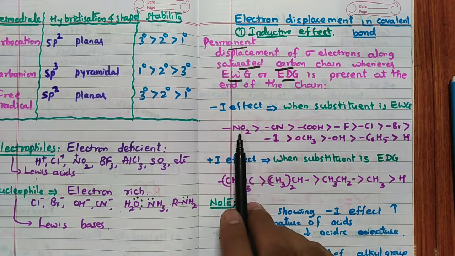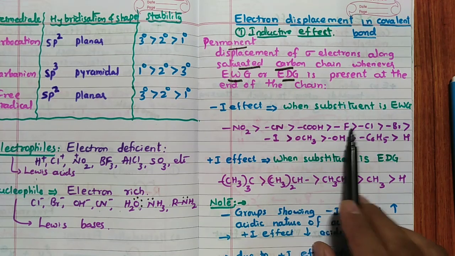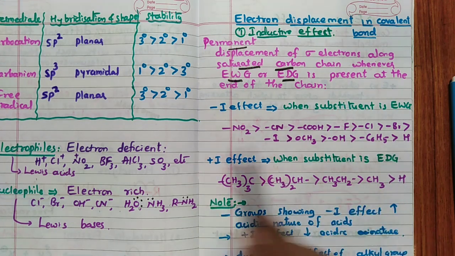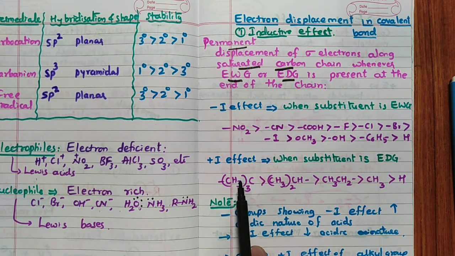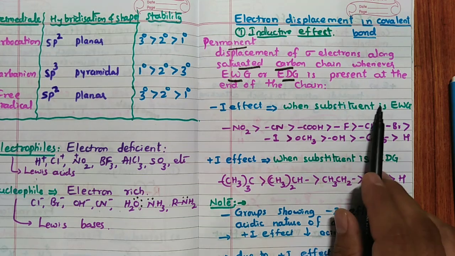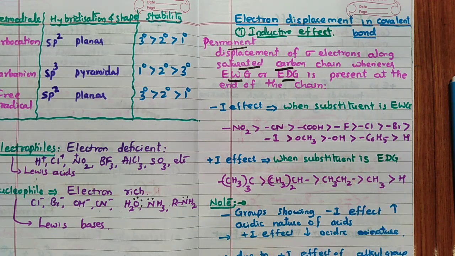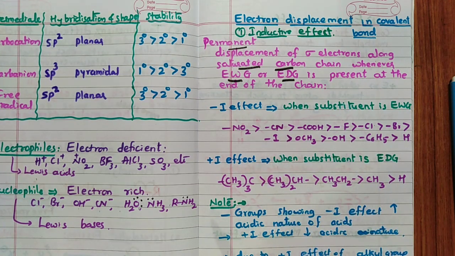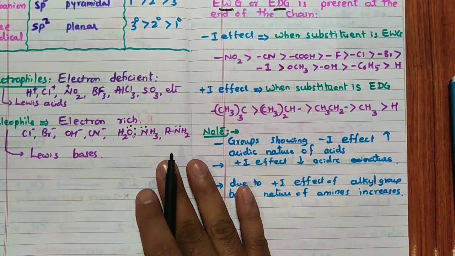Very important order you can see. NO2 is a very good electron withdrawing group. Then CN, then CHO, then F, Cl, Br, I, OCH3, OH, C6H5, H. Here is the order: tertiary carbon, secondary carbon, primary carbon and CH3. Tertiary has more plus I effect. Remember, this is electron donating capacity, and the earlier one is electron withdrawing capacity. In the saturated chain, these halogens act as electron withdrawing. But the same halogen on the benzene ring, by resonance effect, acts as a partial electron donor. Remember that.